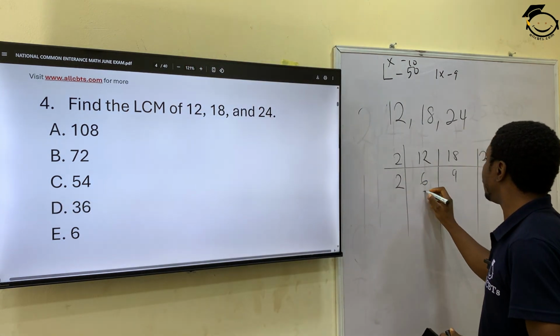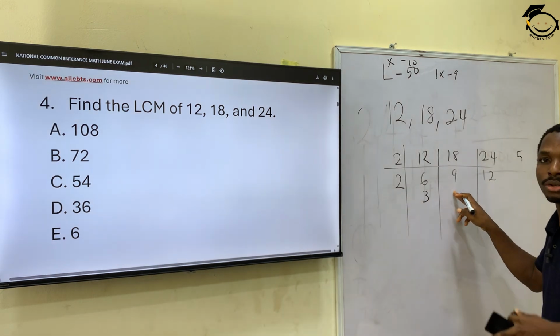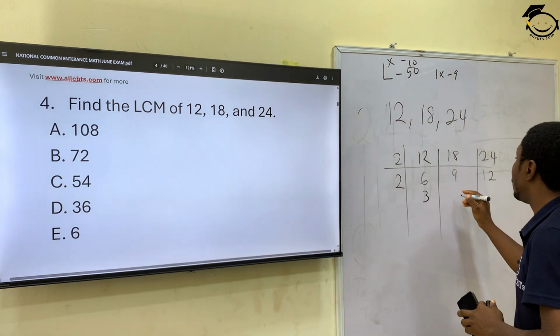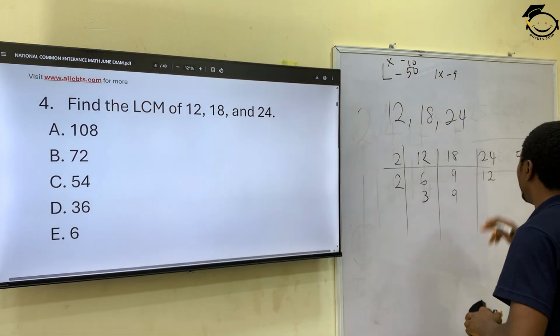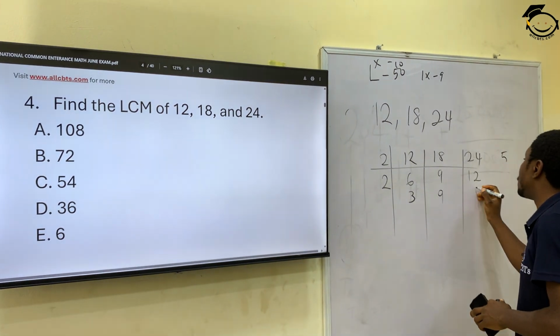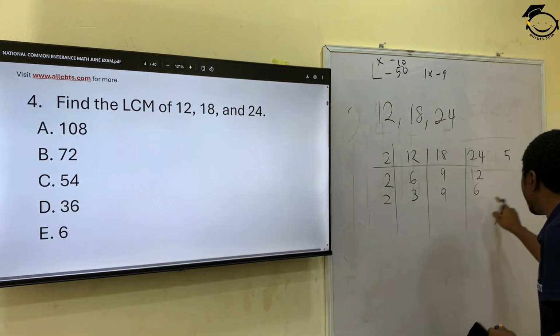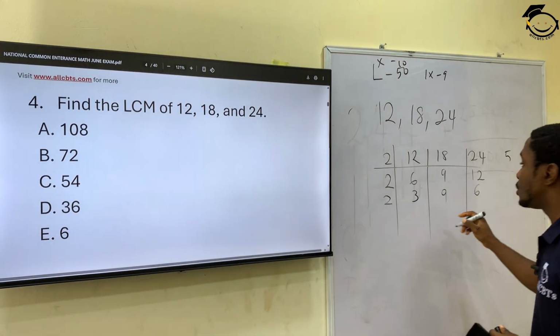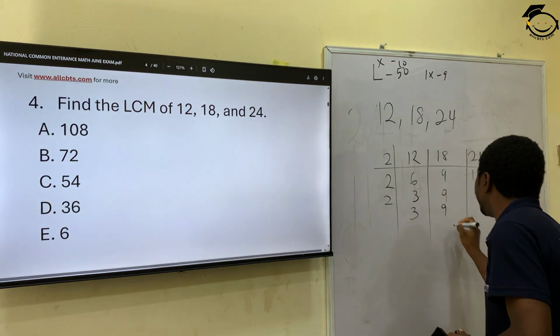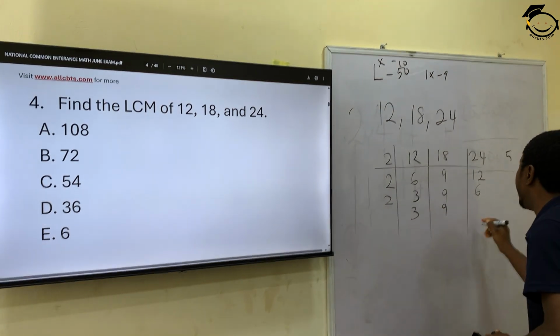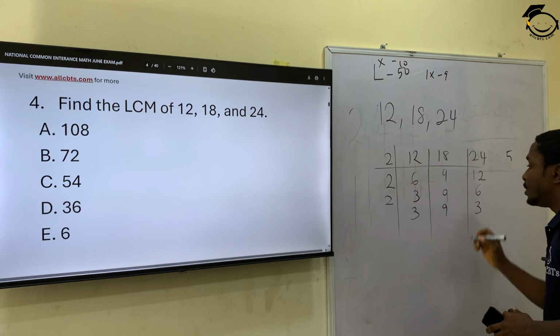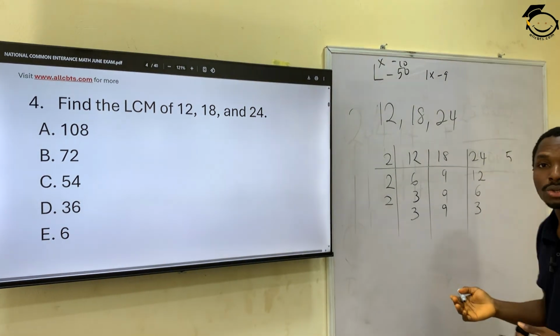Will 2 still go in 3? No, there will be a remainder of 1, so we'll leave 3 like that for now. Will 2 go in 9? No, so we leave 9 like that. Will 2 go in 12? Yes, and you have 6. 2 can still go in 6, so you have 3. Now 2 cannot go in any of these numbers anymore.